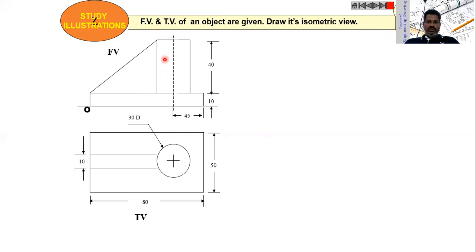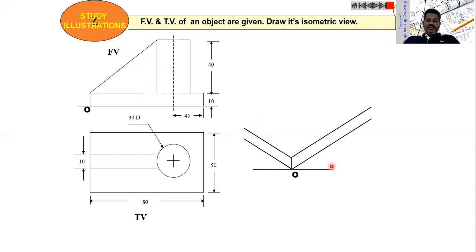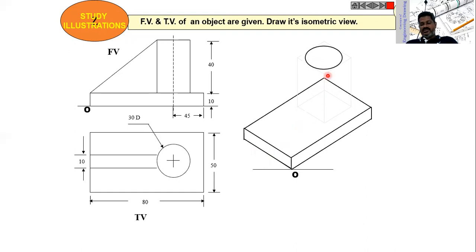Now take one more problem here. Now let me construct this, then construct the plate for a length of 80 and height is 10. Then on the top of this plate there is one cylinder, and that cylinder is connected to the plate at one end like this.